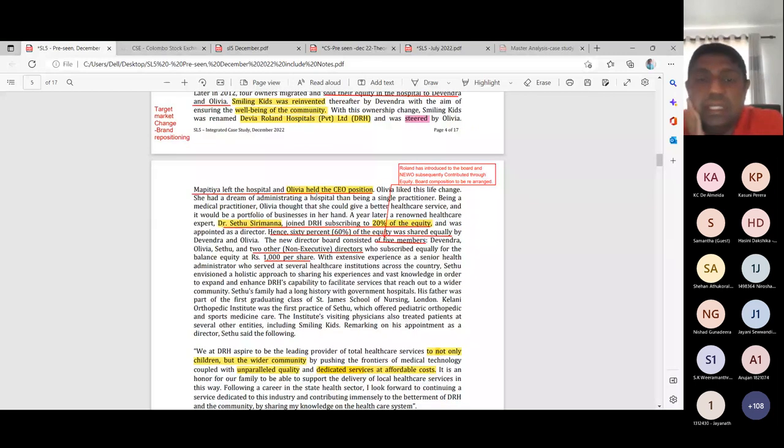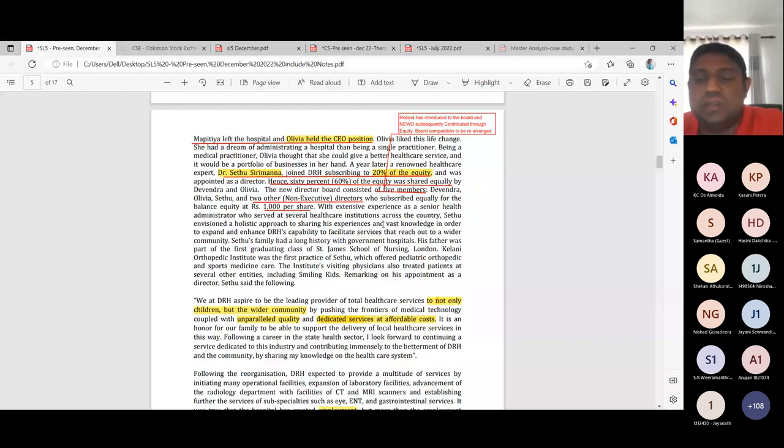With extensive experience as a senior health administrator who served at several healthcare institutions across the country, Sethu envisioned a holistic approach to sharing his experience and vast knowledge in order to expand and enhance DRH's facility service and reach out to a wider community. She's also a doctor, no? Then she can expand the business easily, right? Now, there are certain things you can catch from these sentences. Holistic approach means a combined approach, a total approach. Now they are focusing on the wider community, right? Initially it was only a kids' hospital, but now it's a totally different story.